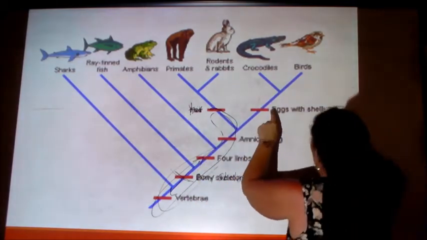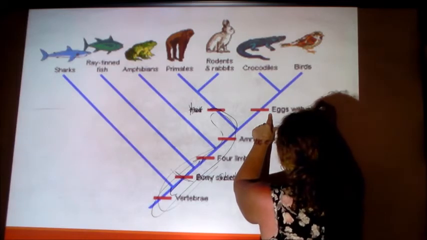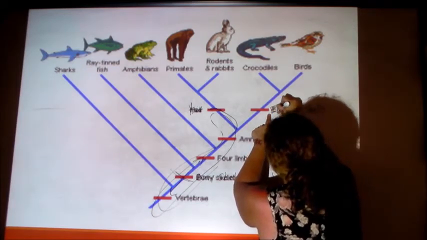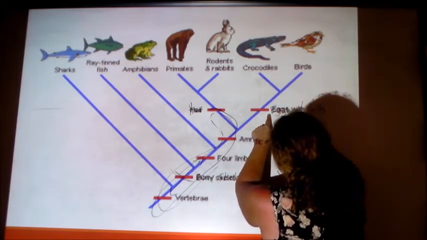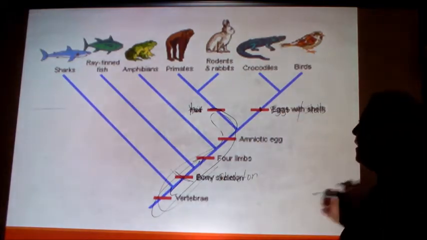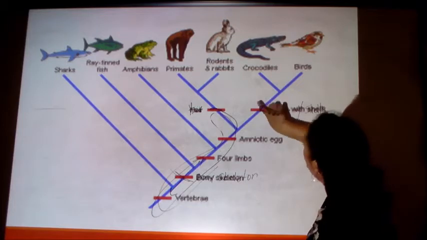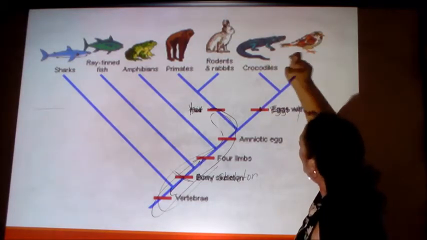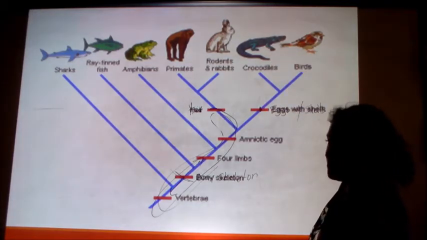All right? And then here's eggs with shells. So this is where shells evolved. Everything from this point on gives birth to things in shells.